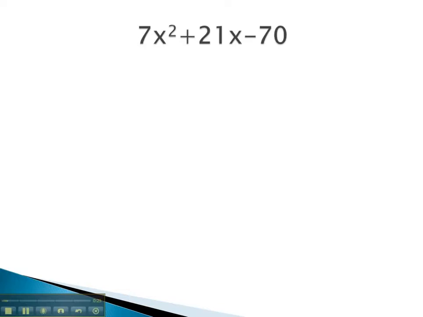we see 7x squared plus 21x minus 70. We see that each term is divisible by 7. Factoring out the 7 will leave us with x squared plus 3x minus 10. Now that the GCF is out of there, we notice there is a 1 as a coefficient in front of the x squared. This is nice because it makes the factoring much quicker.